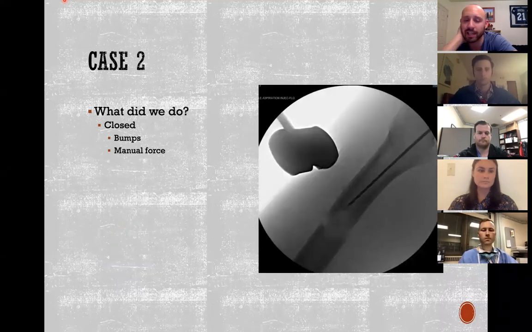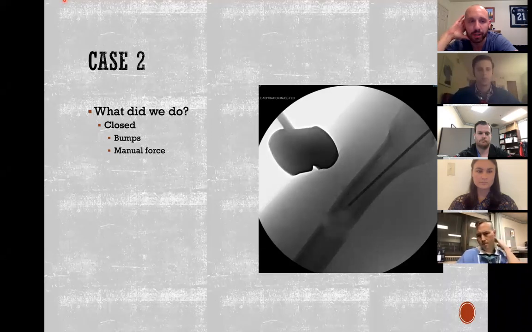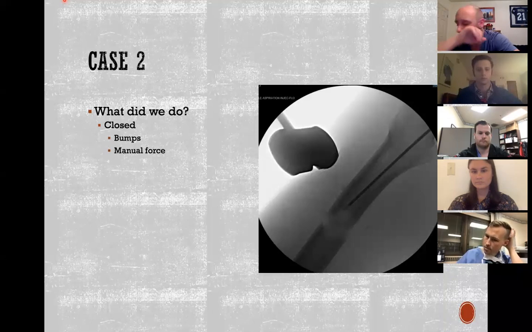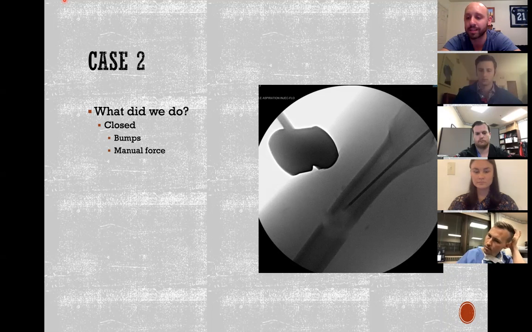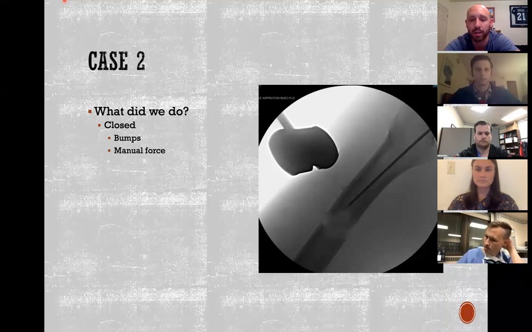So in this case, we did it closed. We used bumps. We used manual force. You can see here, instead of using your hands, you can use mallets to reduce your exposure to fluoro. So we use a mallet to reduce the fracture, and then we were able to pass our guide wire. You can go to the next slide.